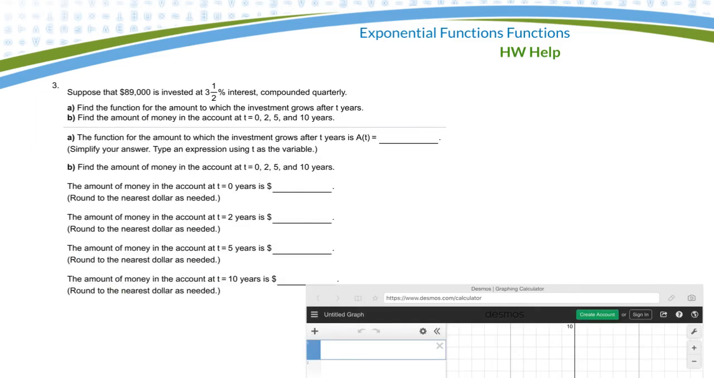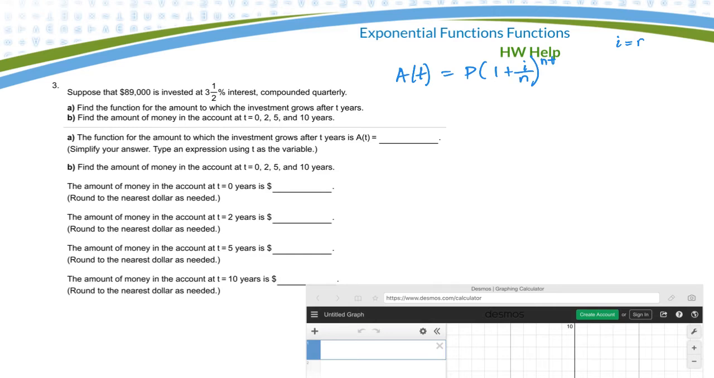Okay, next question says, suppose $89,000 is invested at that interest compounded quarterly, find the function, and then find a bunch of answers. So let's try it. I know the general function, they want to use A here, is P times 1 plus I over N, to the NT. Sometimes I use I there, and sometimes I use R. I sort of use them interchangeably, interest or rate, but that I is looking for interest rate.